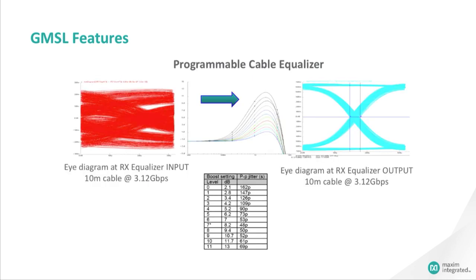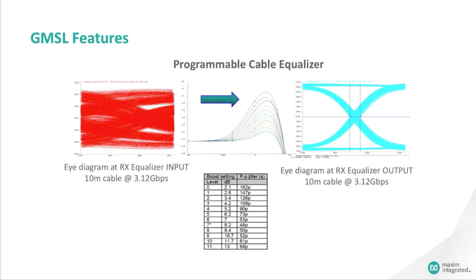GMSL SerDes devices also feature programmable cable equalization at the receiver. Cable equalization is similar to pre- or de-emphasis, but is located at the input of the deserializer instead of the output of the serializer. This means that the eye pattern can be almost closed at the receiver, but the data can still be recovered by applying proper cable equalization. There are 12 different EQ levels that can compensate up to 13 dB transmission line loss.